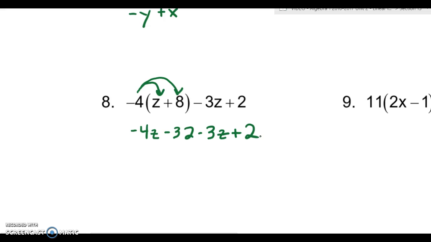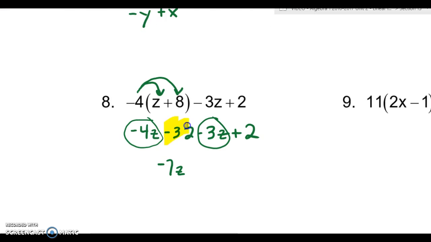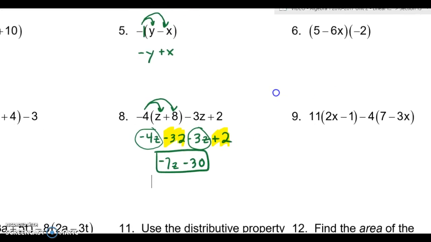What we're going to do next is look for like terms. Like terms, again, same variable, same exponent. I have negative 4z and negative 3z together is negative 7z. And then if I look at my other part right here, a negative 32 and a positive 2, I can put those together to give me negative 30. So again, I distributed and then combined like terms because I actually did have some like terms to combine.